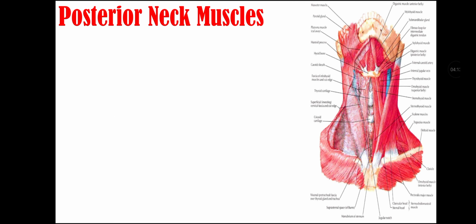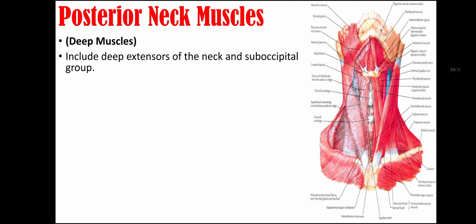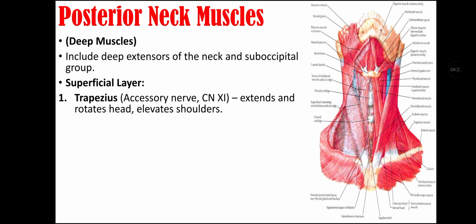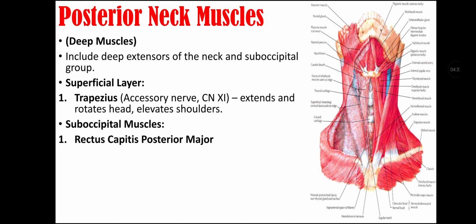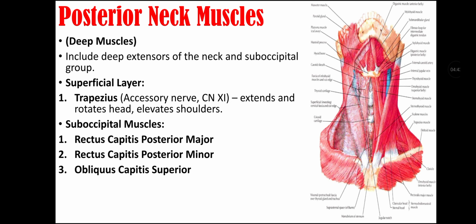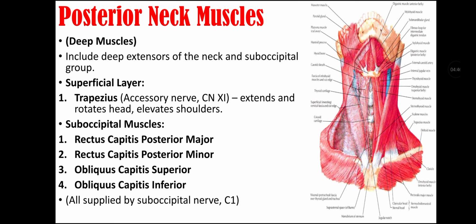Then there are posterior neck muscles that are also called deep muscles. They include deep extensors of the neck and the suboccipital group. They have a superficial layer that includes trapezius, supplied by the spinal accessory nerve, the 11th cranial nerve, whose function is to extend and rotate the head and elevate the shoulders. Then there are suboccipital muscles that include rectus capitis posterior major, rectus capitis posterior minor, and also obliquus capitis superior and obliquus capitis inferior. All of these muscles are supplied by the suboccipital nerve, that is C1. These muscles control fine movements of the head and neck.